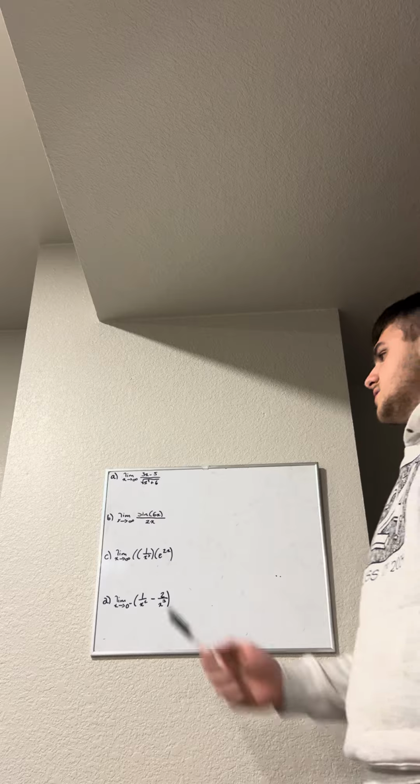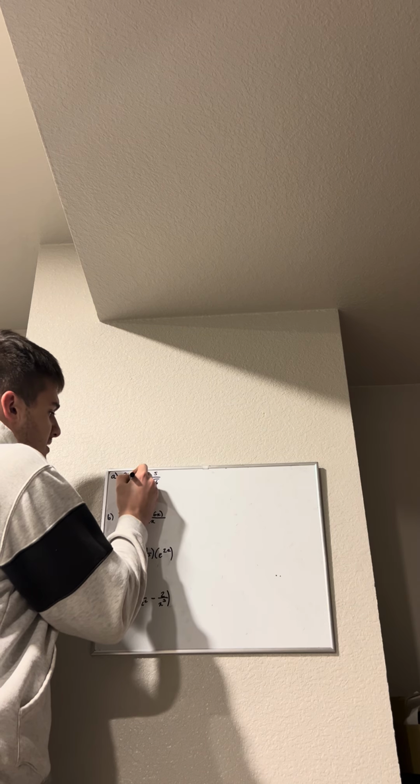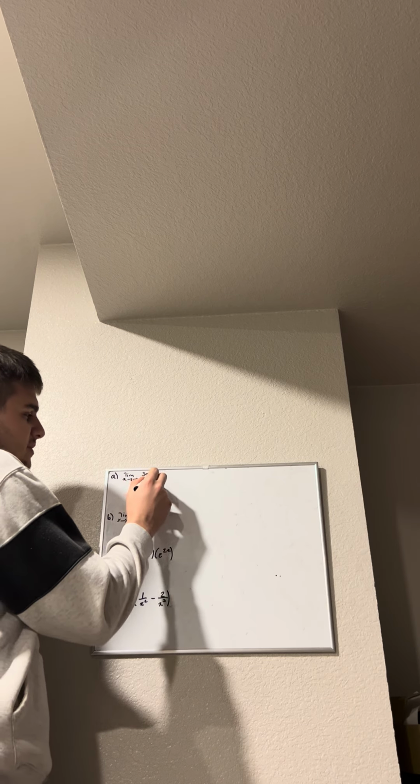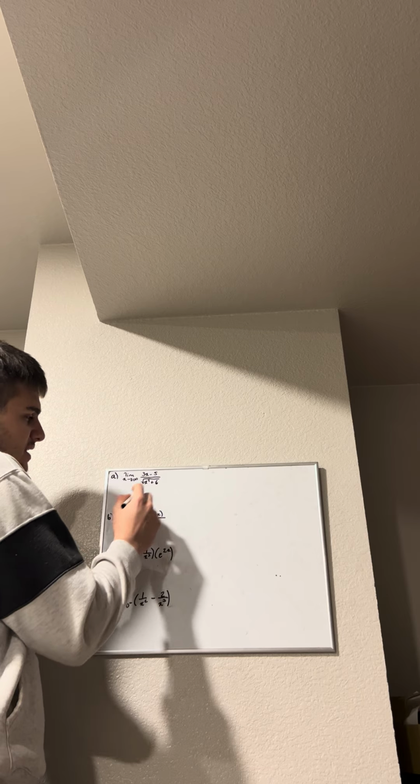So for the first limit, we have the limit of x approaching positive infinity. Sorry, this should be negative infinity actually. Limit of x approaching negative infinity of 3x minus 5 over the square root of x squared plus 6.